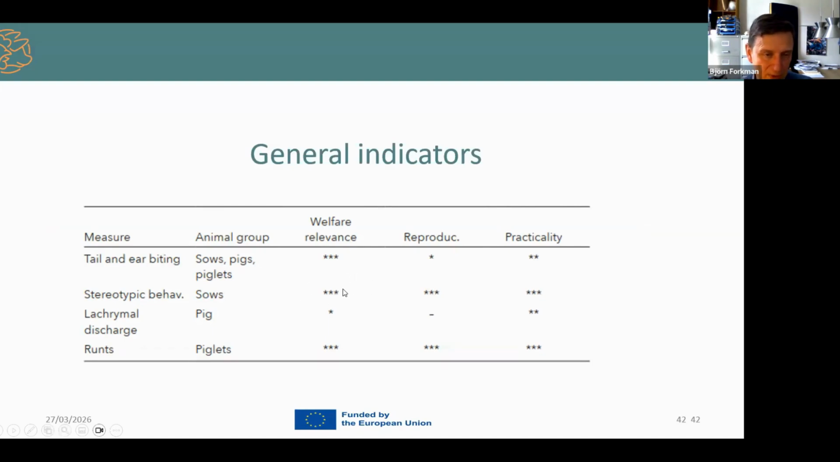The same type of scheme as before, tail and ear lesions, because it's affected by so many different things, is probably a good general indicator, as is the level of stereotypic behavior.